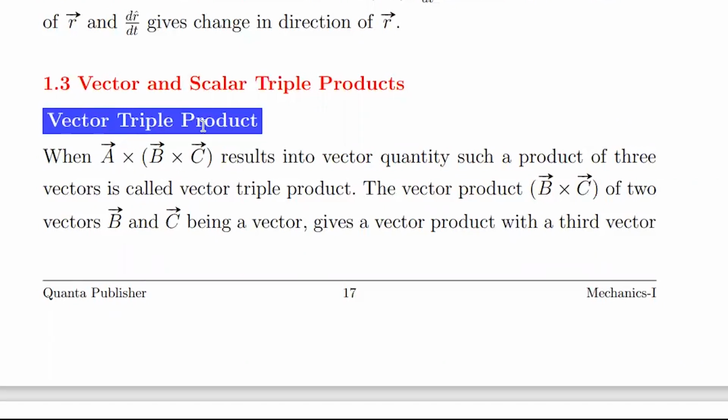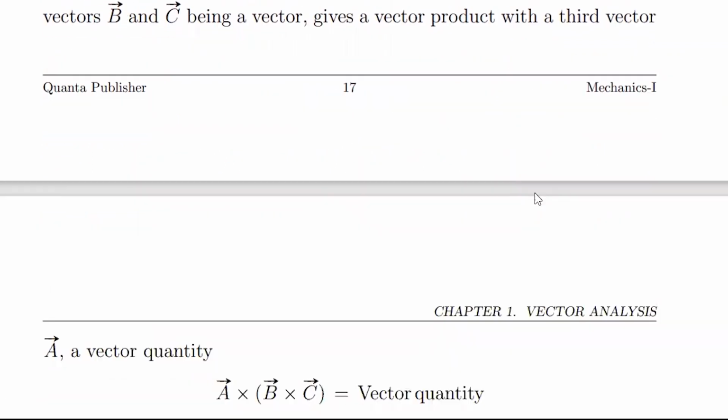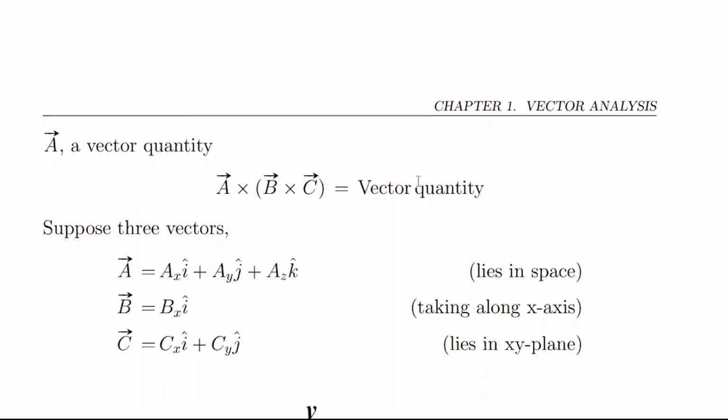The simple definition of vector triple product is that if we multiply three vectors and the resultant is again a vector quantity, then the product of three vectors is called vector triple product, and is written as, for three vectors A, B, and C, A cross B cross C, because B cross C will give a vector, and a vector multiplied by vector A is again a vector quantity. So we call this a vector triple product. We will discuss some examples about the vector triple product in the next section.